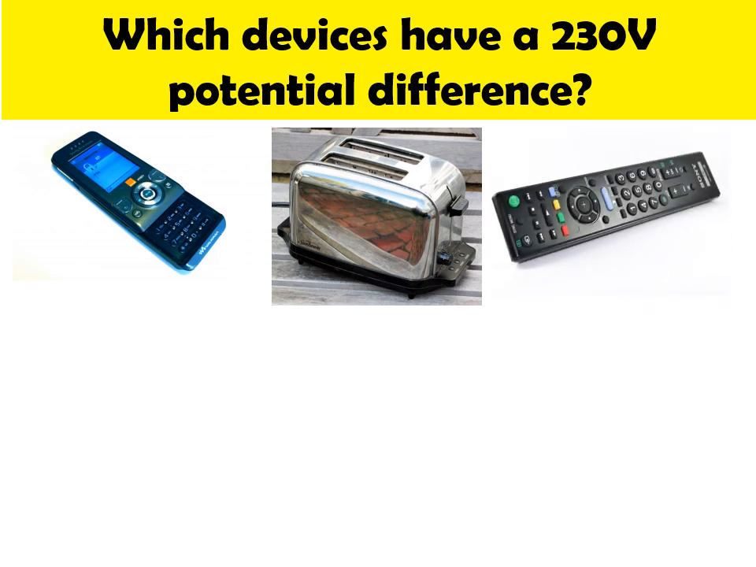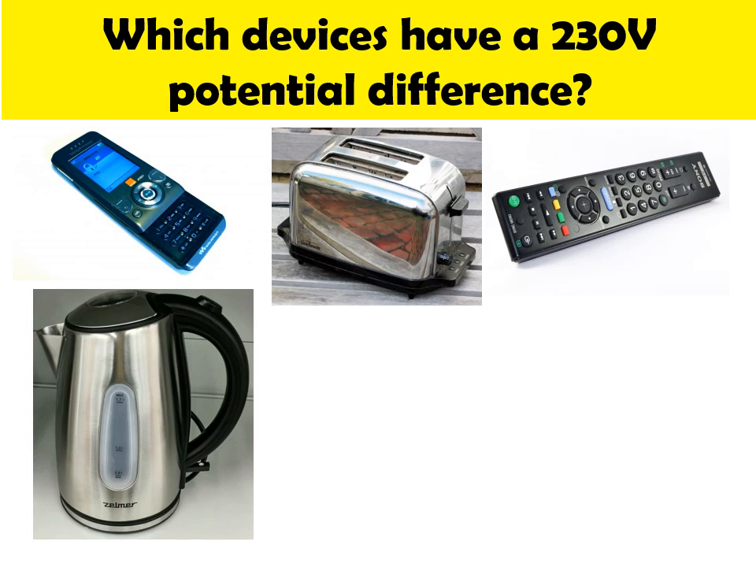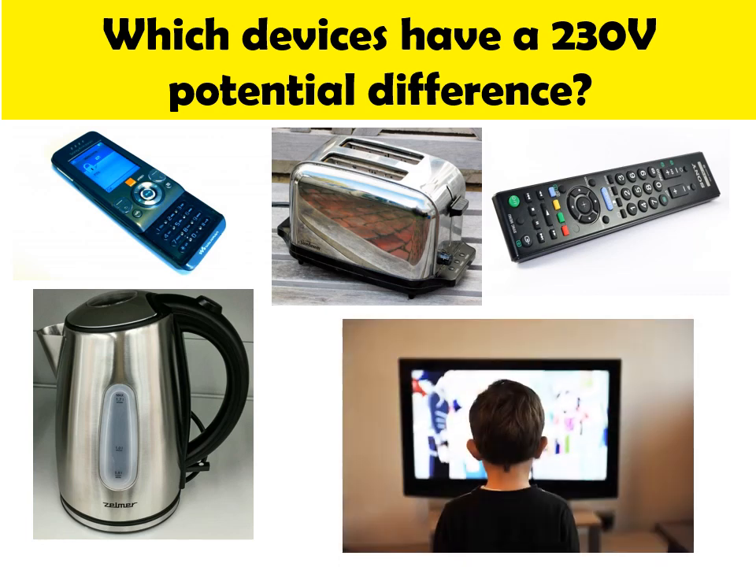Remote, it works on a battery, so it doesn't have 230 volts. Kettle, yes, we can see the coil, the wire there. So it is definitely connected to the main supply. So it has 230 volts. Anybody has a TV that works on a battery? No, right? So that one also has 230 volts.